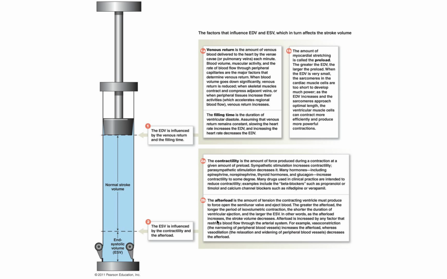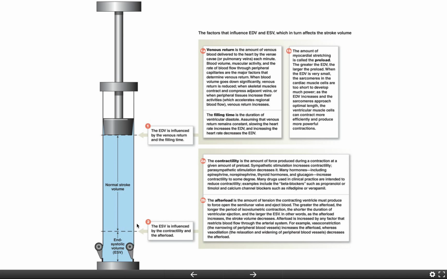And anything that restricts blood flow is going to increase afterload, increasing the end systolic volume. So if there's more resistance in the blood vessels, that's going to increase the end systolic volume.